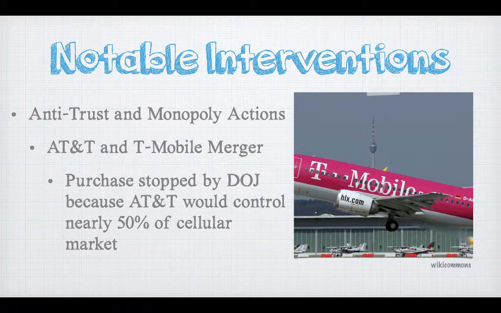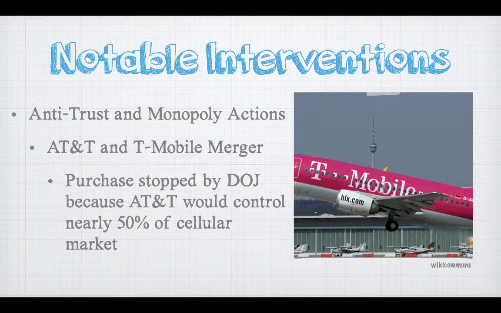Another intervention happened when AT&T and T-Mobile tried to merge. So AT&T came out and said they were going to buy T-Mobile from the German company that runs T-Mobile. And people were like, oh, okay, whatever. But the Department of Justice jumped in because if T-Mobile was acquired by AT&T, you would see almost 43%, nearly 50% of the cellular market controlled by one company, leaving smaller companies like Verizon and Sprint and Boost and Metro PCS and Cricket and US Cellular without a lot of options.